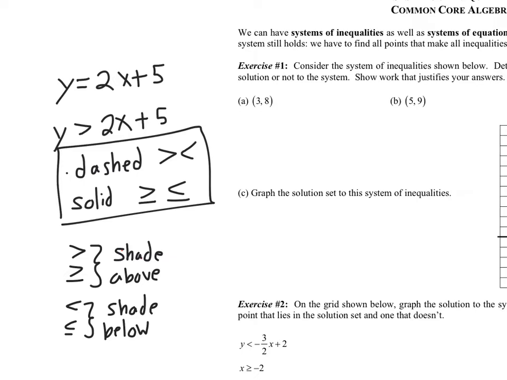So for example, in the line example I gave you above, that's pretty easy. The line y equals 2x plus b would look like this, but the inequality y greater than 2x plus b would be a dashed line.